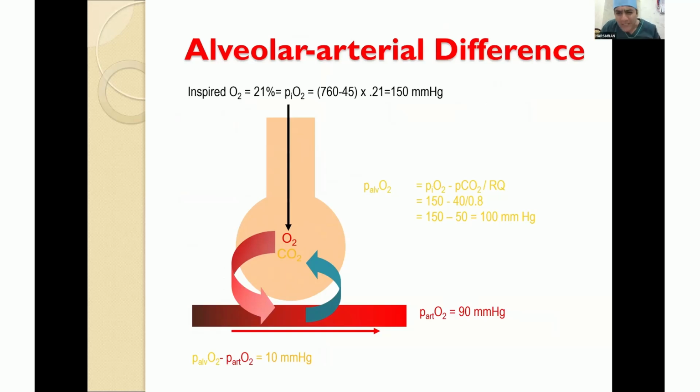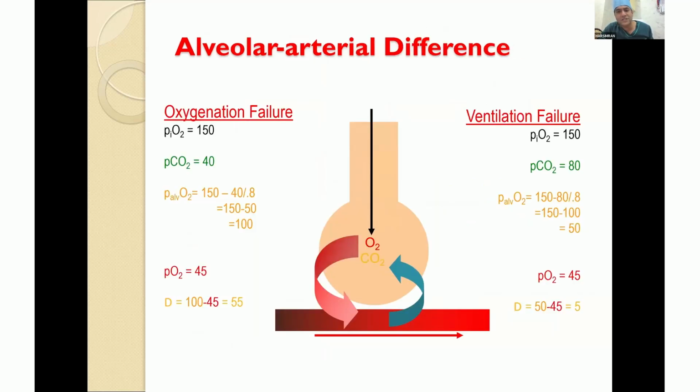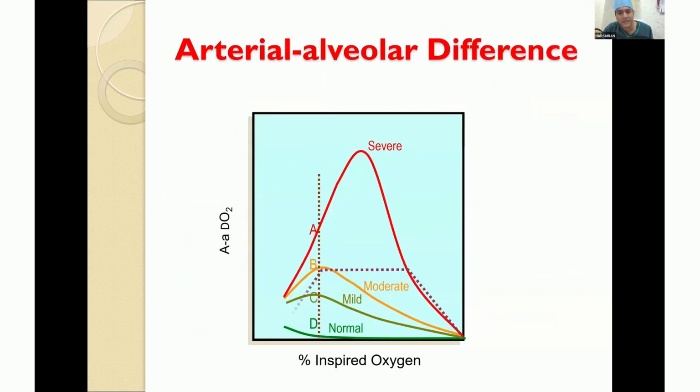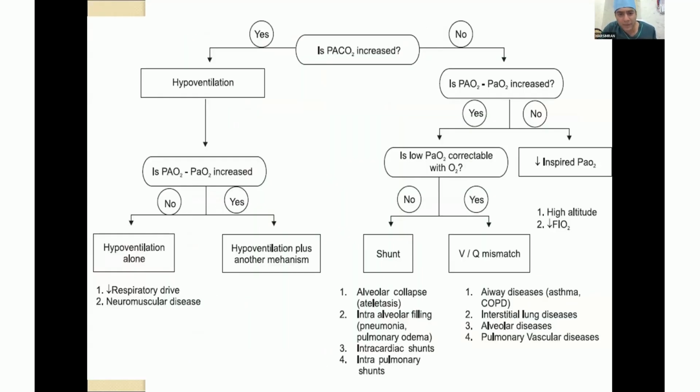So not going much into detail, we also tend to see the alveolar arterial difference, that is the AA gradient, that is normally 5 millimeters of mercury. But if it is more than 5 millimeters of mercury, then we say there is some kind of shunting present. So not going into detail because it will not be required from a nursing point of view.